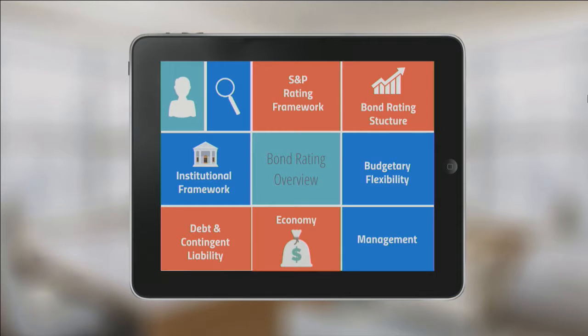So who rates the bonds? Typically, there's three primary rating agencies. We've got Fitch, Moody's, and Standard & Poor's. Today I want to focus on Standard & Poor's methodology and how they look at general obligation bonds, because each of them has its own uniqueness to their rating, but I'll just be talking specifically about S&P today.